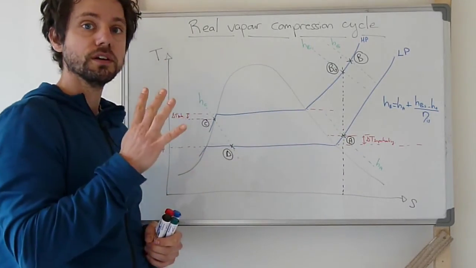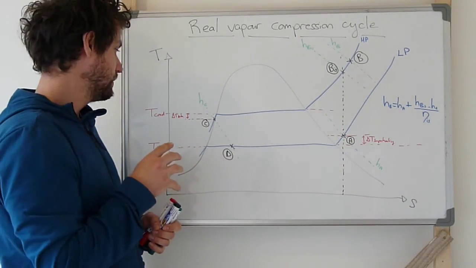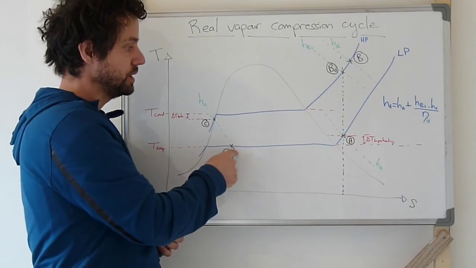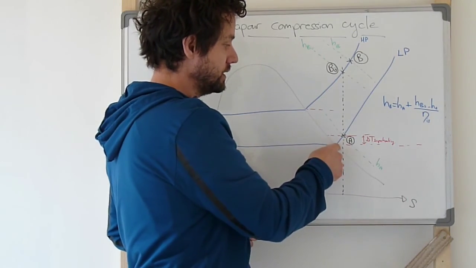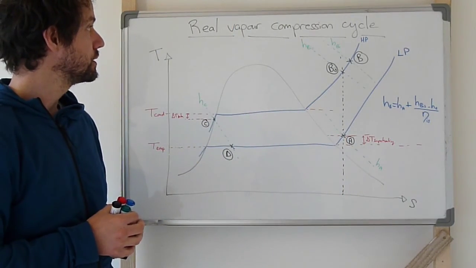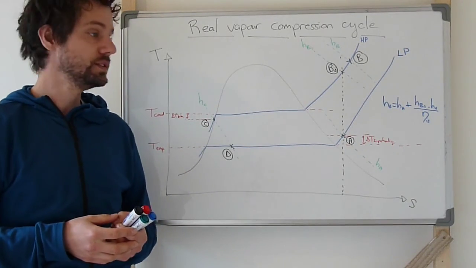The fourth step is the fluid entering the evaporator at point D, and then the fluid is completely evaporated and a little bit superheated until point A. So that's the real vapor compression cycle in a TS diagram.